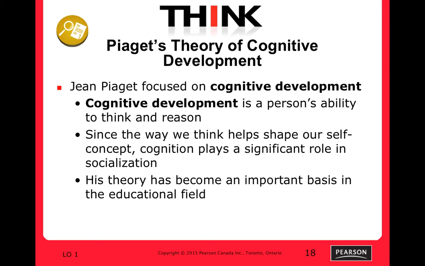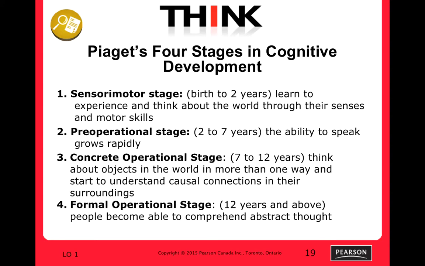So our intellect, our mental capacity, that sort of thing. And like I mentioned, his theory has been an important basis in the educational field. So Piaget talked about 4 stages in our cognitive development. Again, our ability to think, to reason, to use logic.